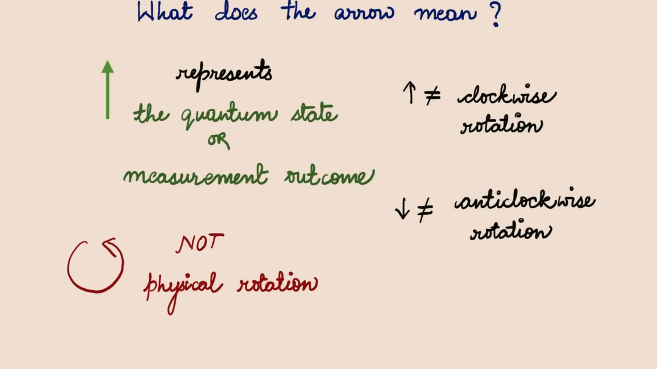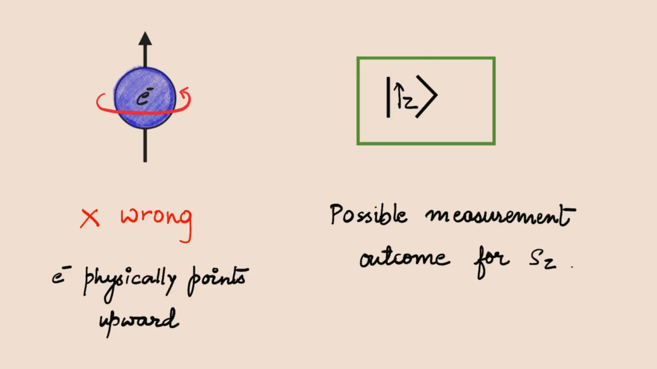So, what does the familiar arrow mean? When we write up arrow or down arrow, we are using a simple notation to represent the two spin states. Up arrow could correspond to plus ħ/2, while down arrow can represent minus ħ/2. The arrow is therefore part of our quantum description. It is not a picture of the electron physically pointing upward or downward, and it is certainly not showing the direction in which the electron is rotating. So, when you see a spin arrow, think of it as a label for a quantum state, not as a tiny arrow attached to the electron.